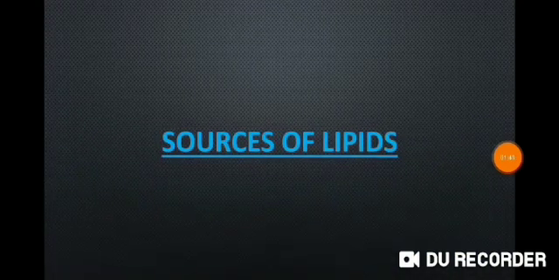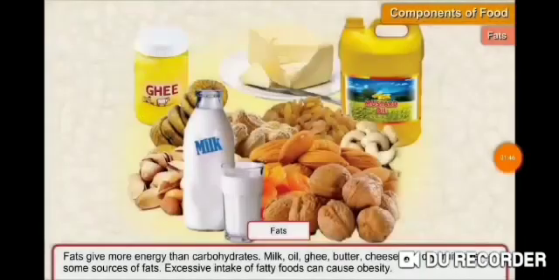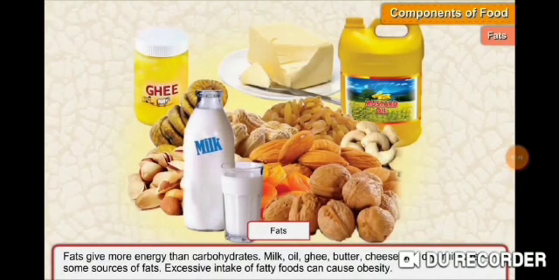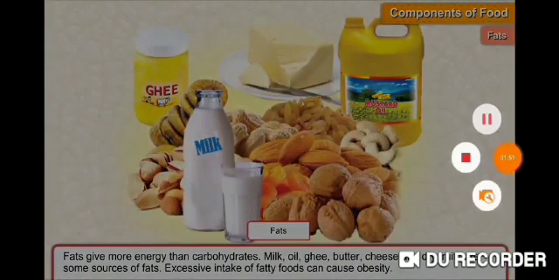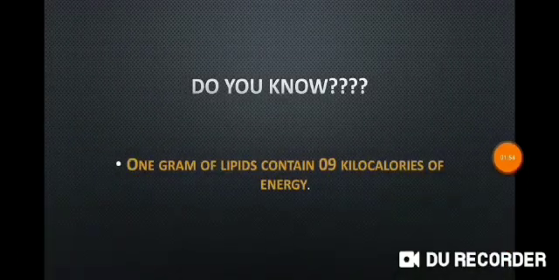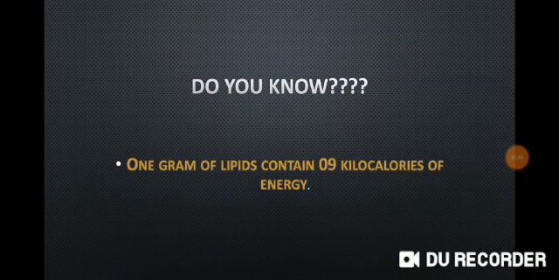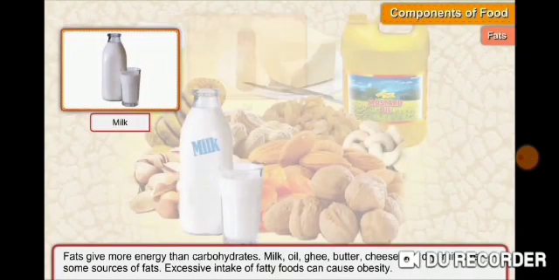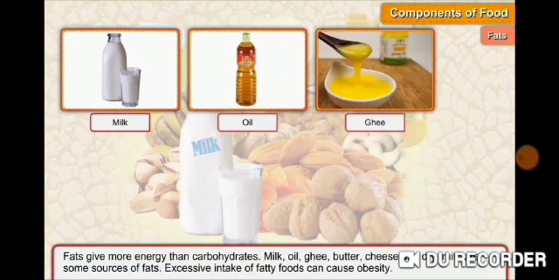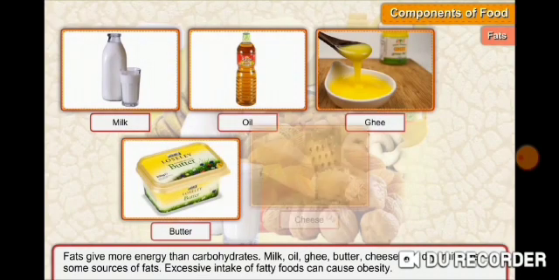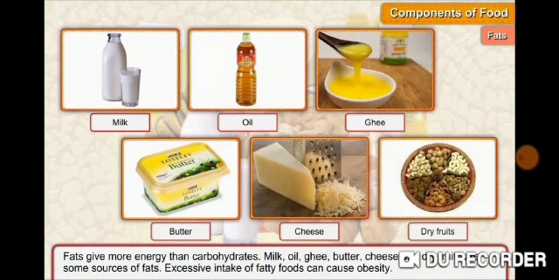Let us first talk about the sources of fats or lipids. Do you know that fats give more energy than carbohydrates? 1 gram of lipids contains 9 kilocalories of energy. This is far greater than that of carbohydrates as well as proteins. Milk, oil, ghee, butter, cheese, and dry fruits are some sources of fats. Excessive intake of fatty foods can cause obesity.